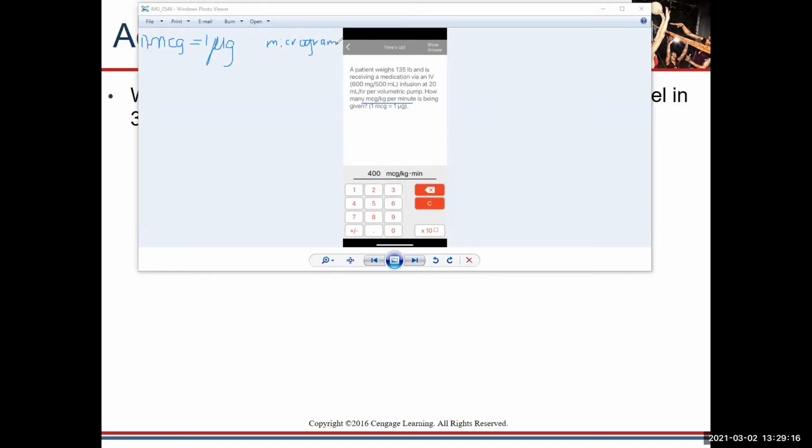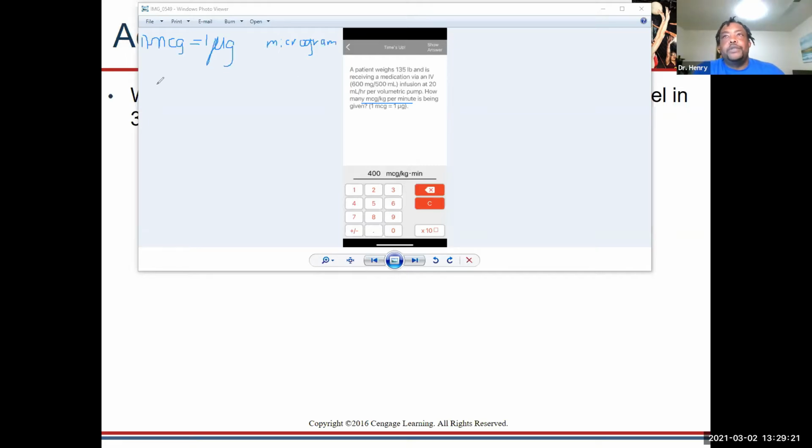Does MG mean MCG? No, MG does not mean MCG. MG means milligrams. You don't want to mistake MCG for MG, because they're completely different from each other. They're a factor of 10 to the third different from each other. Okay, so we want the MCG.